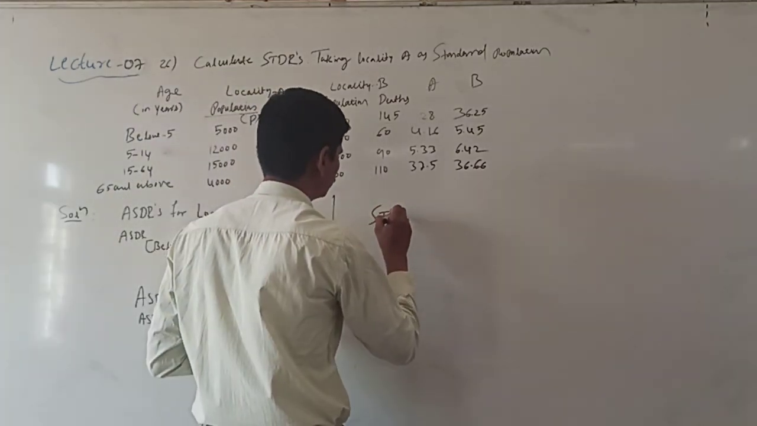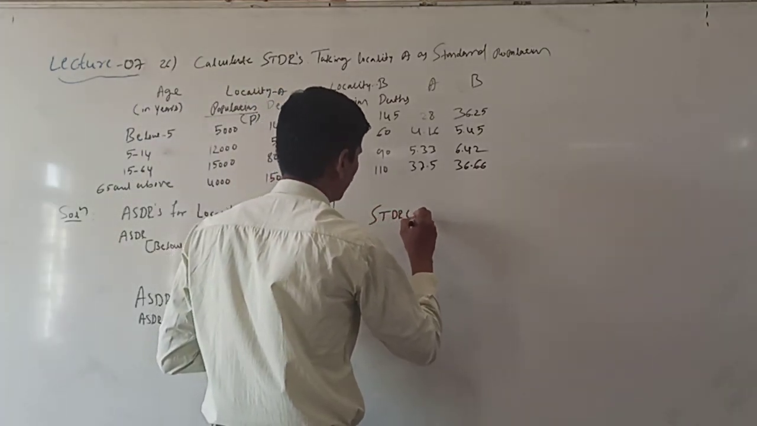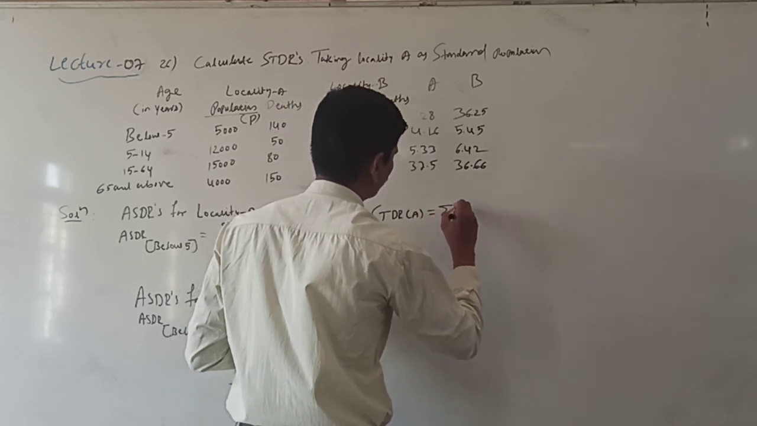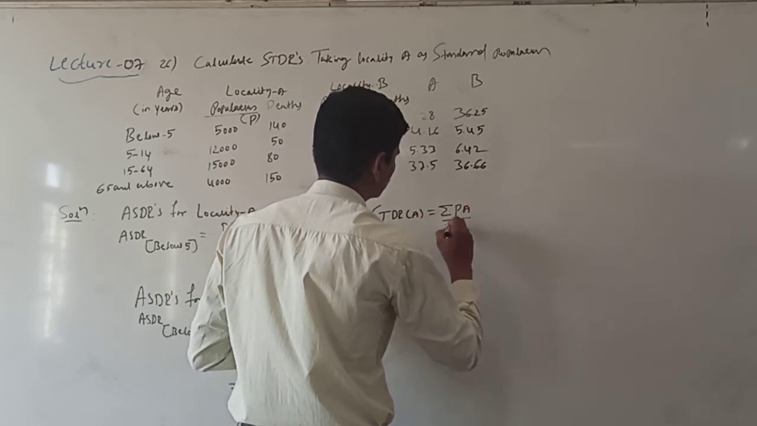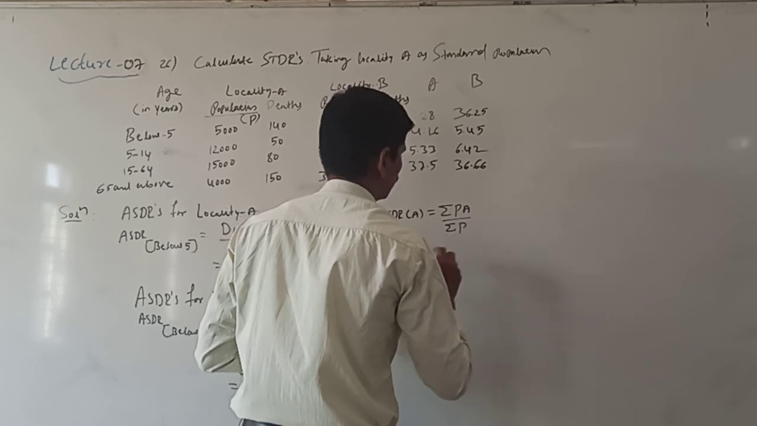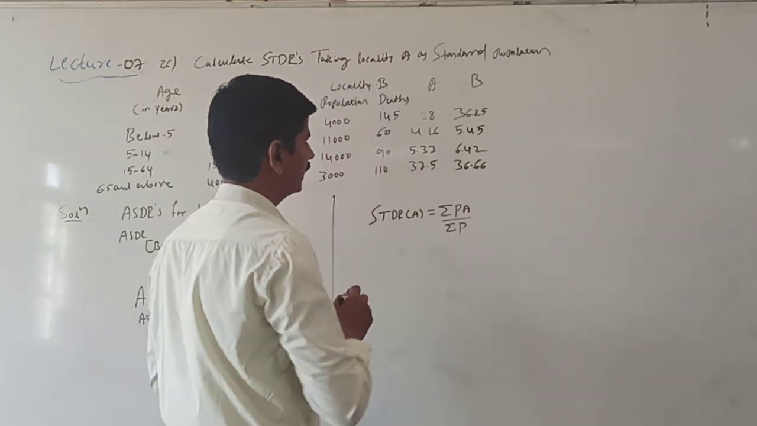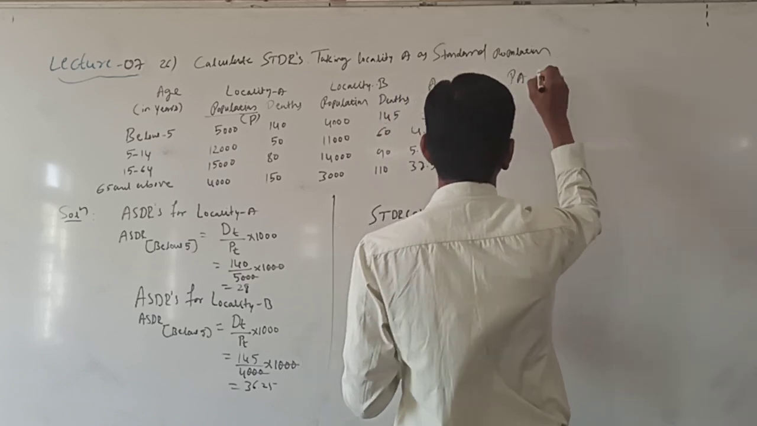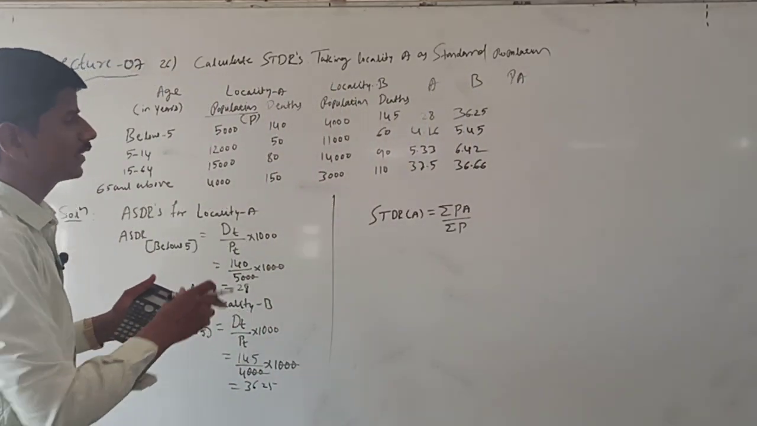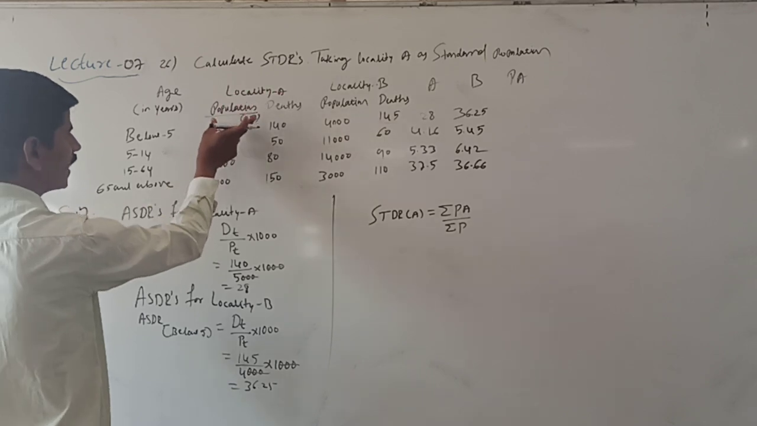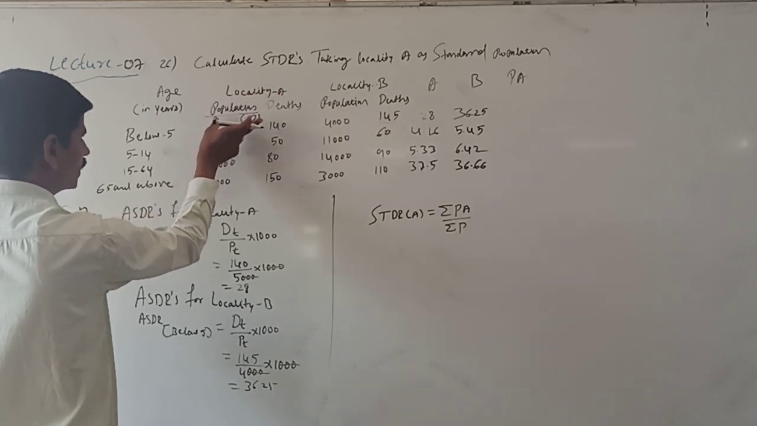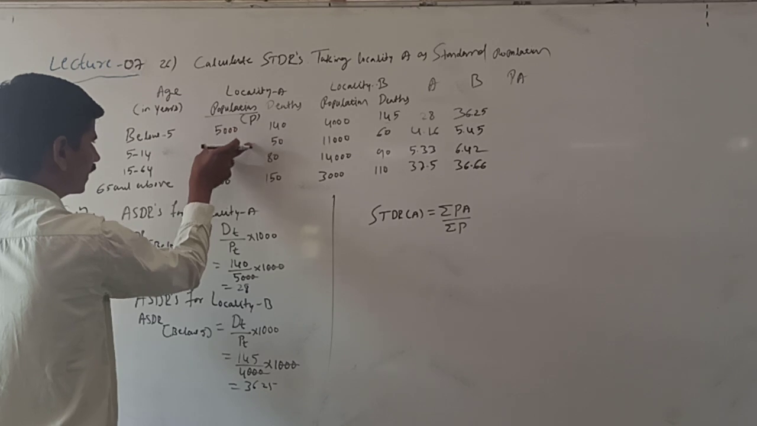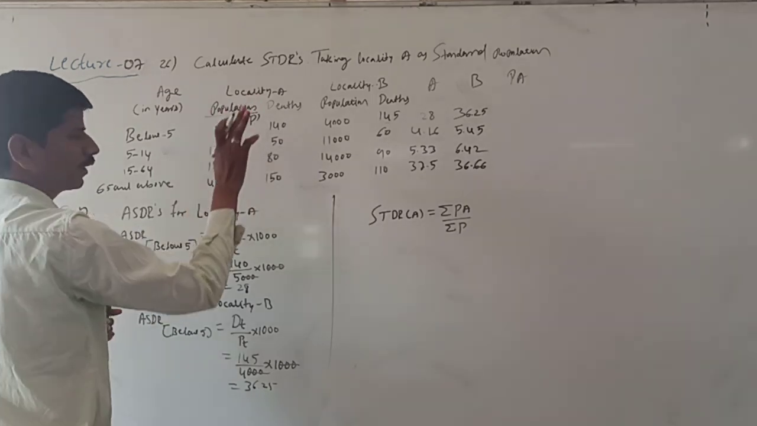Next we have to apply the formula. STDR for A is sum of PA by sum of P, where P is the standard population and A is the ASDR for locality A. Here we have to multiply PA, where P is the standard population, taking locality A as the standard population. Here locality A population is the standard. You have to consider this population for both locality A and locality B.